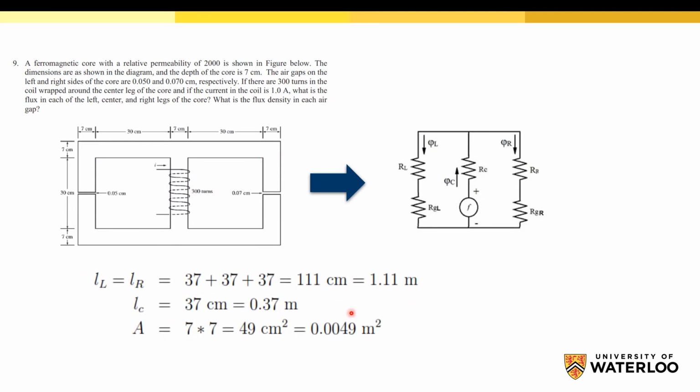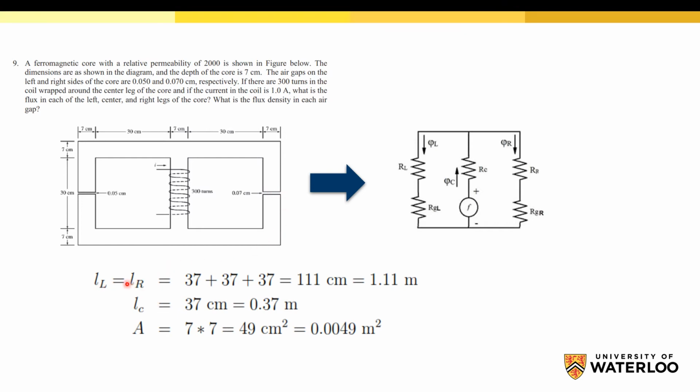So we have area constant and we can calculate the mean right length and the mean left length, and they are equal neglecting the length of the air gap. If you consider the length of the air gap, they will not be equal. And because the length of the air gap is very small compared to the length of the core, we can neglect the length of the air gap in this question.